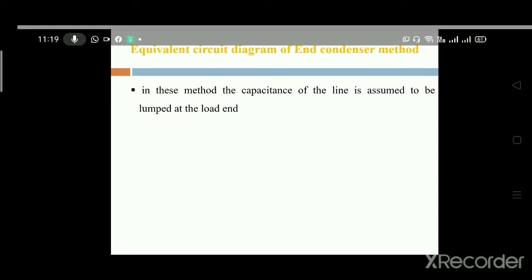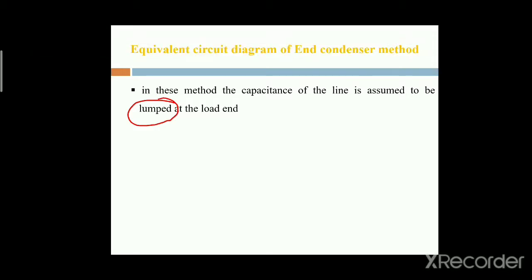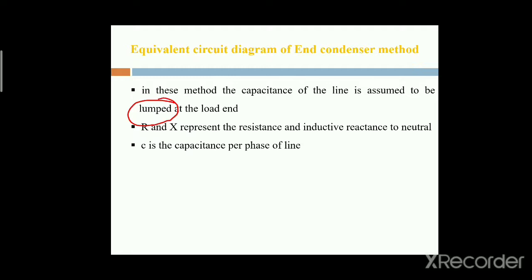In this method, the capacitance of the line is assumed to be lumped. For easy calculation, the capacitance value is taken as a lumped parameter. Next, R and X represent the resistance and inductive reactance to the neutral, and C is the capacitance per phase of the line.